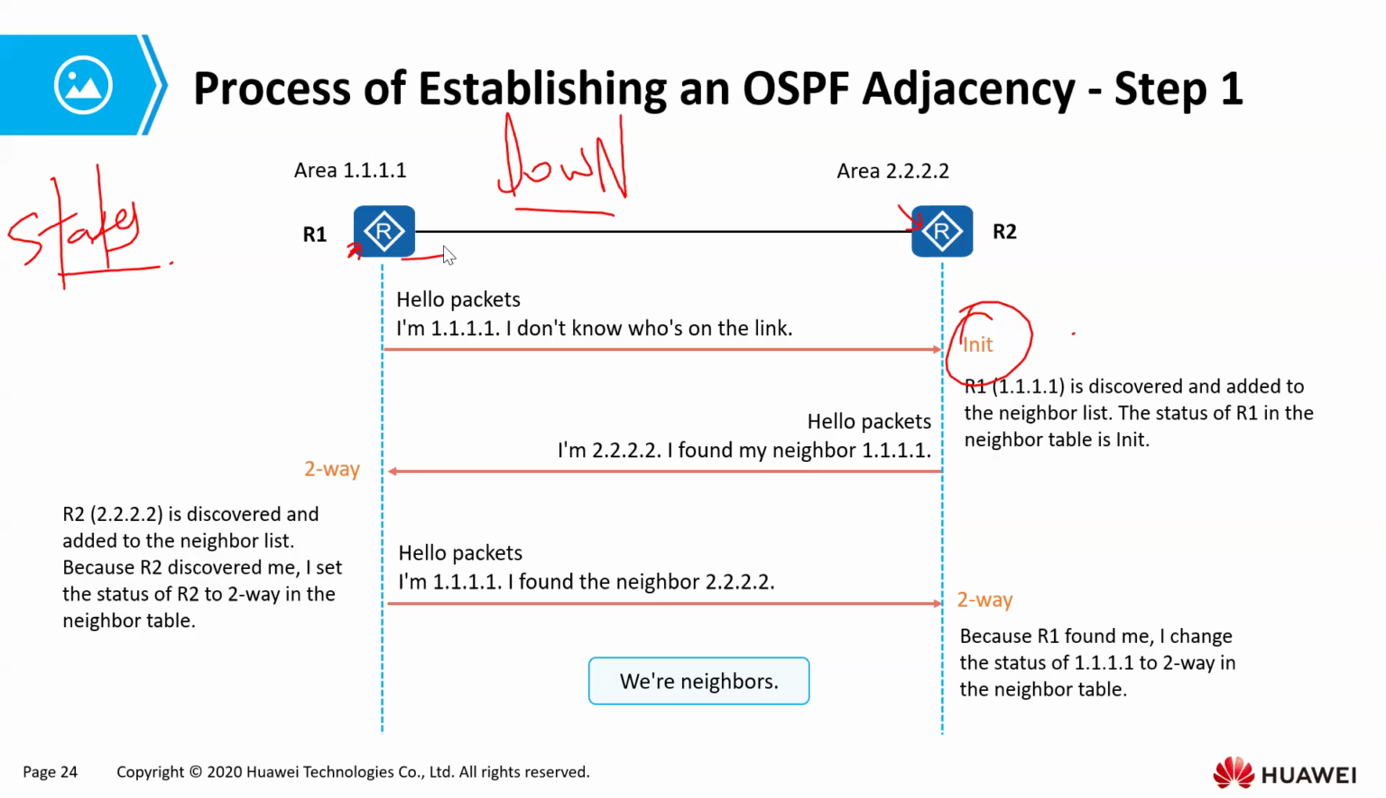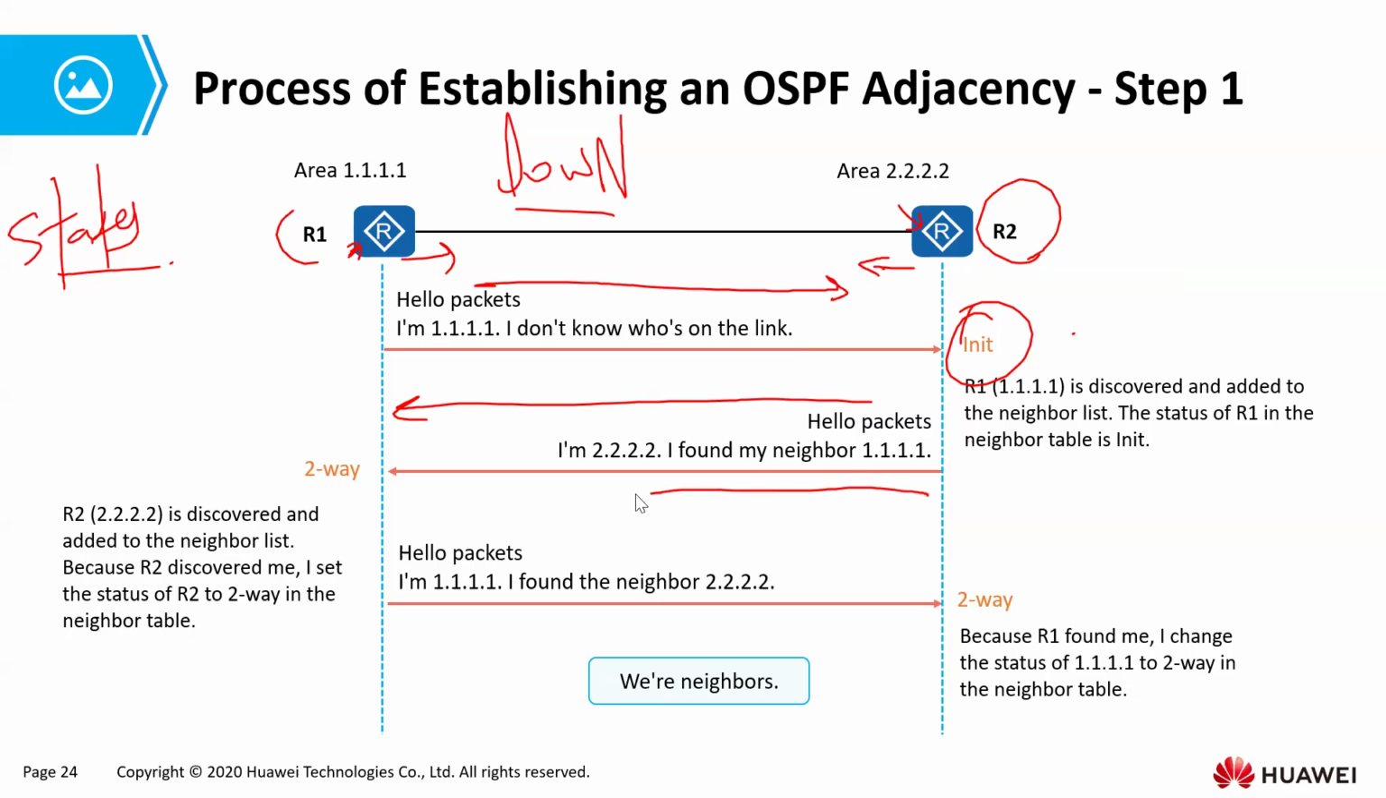So R1 is initialized, it is in init state. This one also initializes, it is in init state. The packets here can be exchanged. Init state here. So a hello packet received means R2 now knows R1. A hello packet received means R1 knows R2. Both know init state.